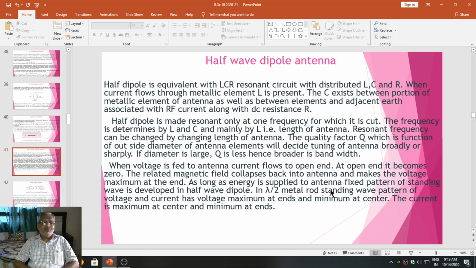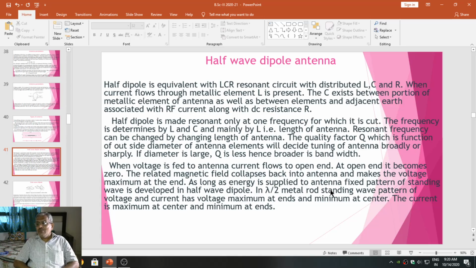The quality factor Q, which is a function of the outer diameter of the antenna elements, will decide the tuning of the antenna, broadly or sharply. If diameter is more, quality factor is less, and hence bandwidth is more. If diameter is less, quality factor is more, hence the bandwidth is less. This will decide the tuning of the antenna for a broad aspect or for a sharp aspect.